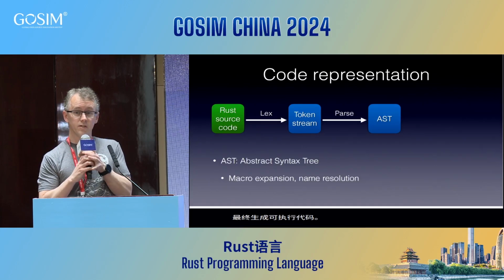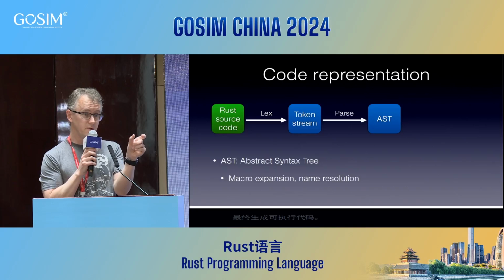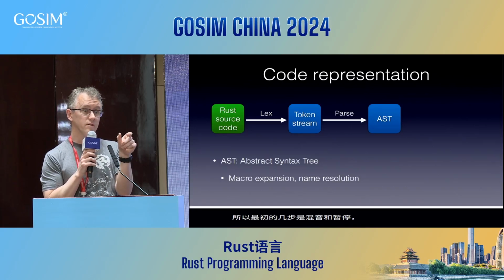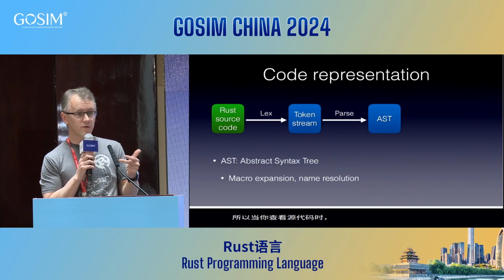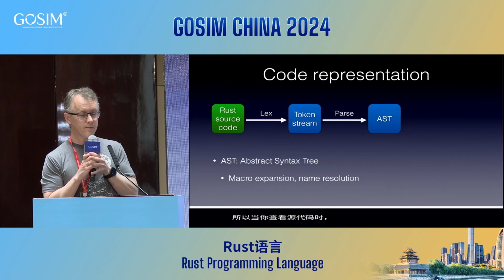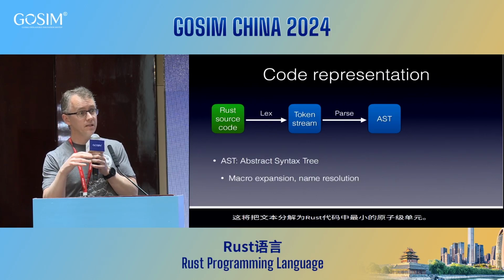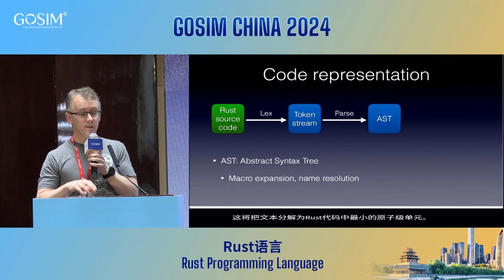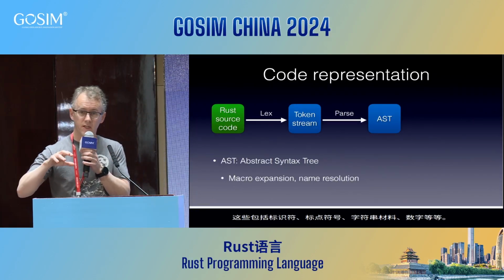So when you take this Rust source code, you pass it through a lexer, and that breaks the text into individual, sort of atomic, smallest possible units of Rust code. These are things like identifiers, punctuation, string literals, numbers, and so on. And that gives you a stream of tokens, and then that token stream gets parsed, and we end up with something called the AST, the abstract syntax tree, which is a tree representation of the code.